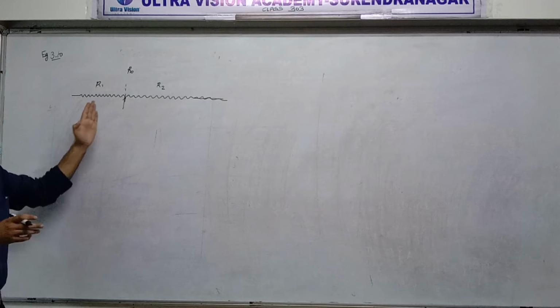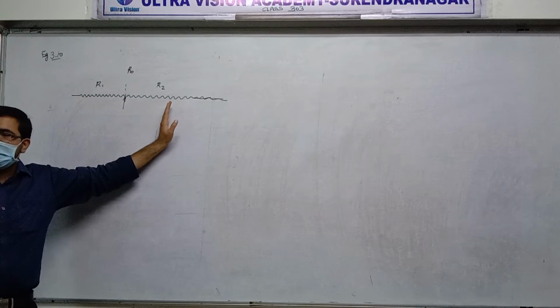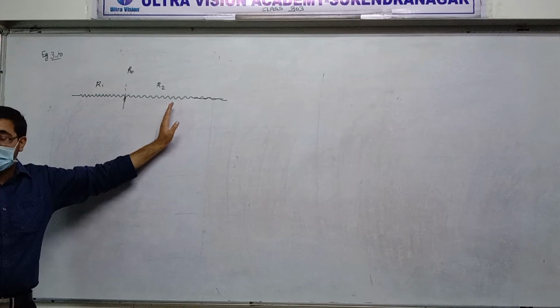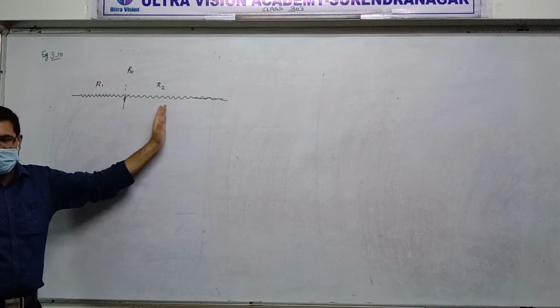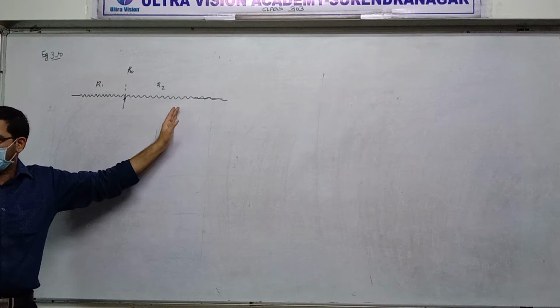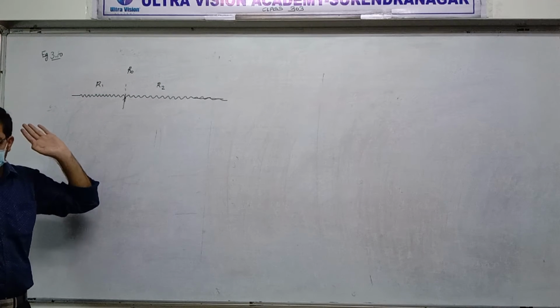Take any two parts; if you slide to the right side, which will increase? R1 will increase and R2 will decrease, but the total will always remain the same. Understood that? As this slides to the right side, R1 will increase, R2 will decrease. Total always remains R0. Fine.